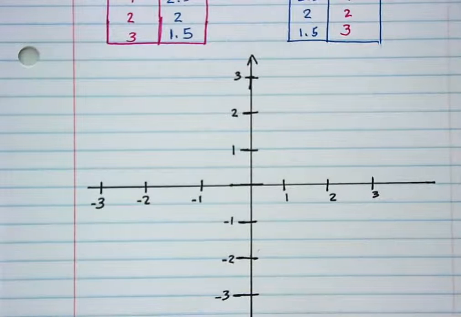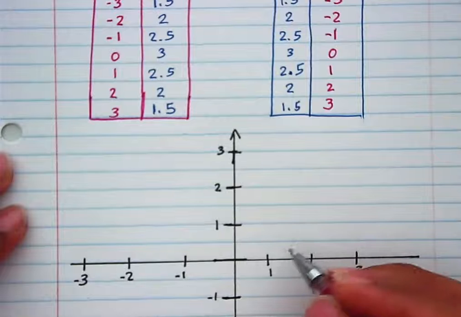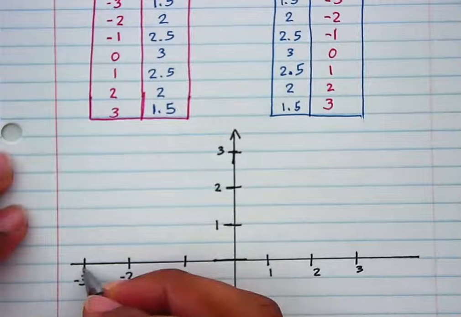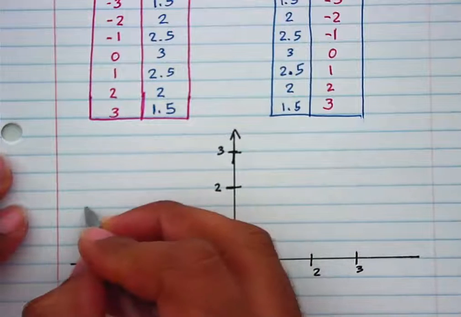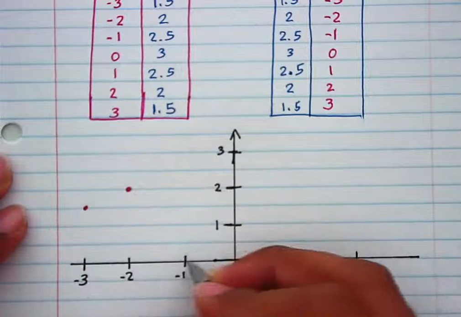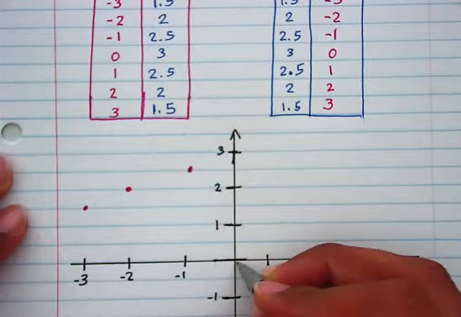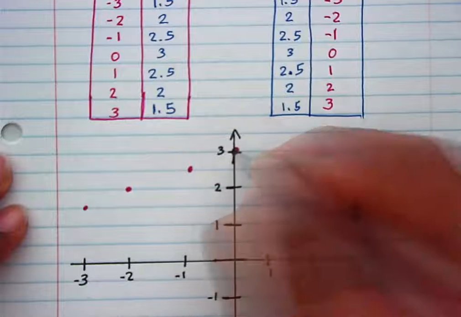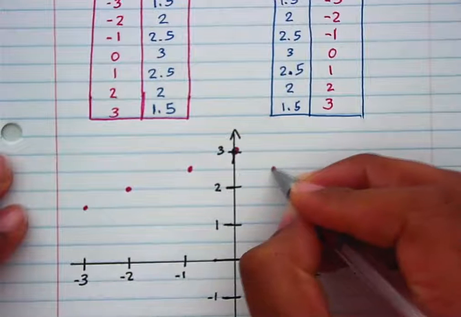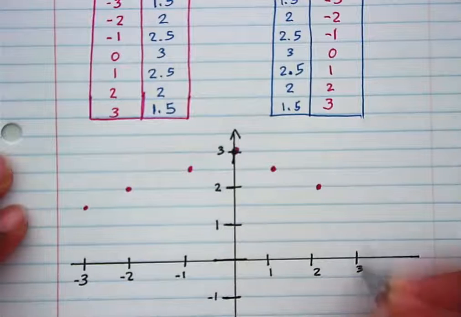All right, so for our first graph, we're going to use this table here. So we're going to do x equals -3, and we're going to go up 1.5. So that's 1 and then 0.5. Then we're going to do -2, go up 2. We're going to go -1 and 2.5. And then we go 0 and 3. And then we do 1 and 2.5. We'll do 2 and 2. And then we'll do 3 and 1.5.